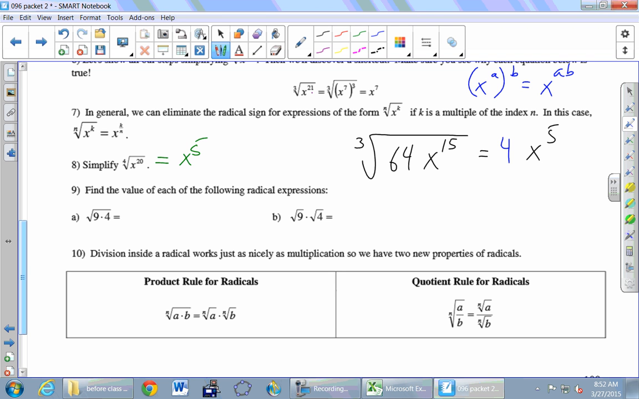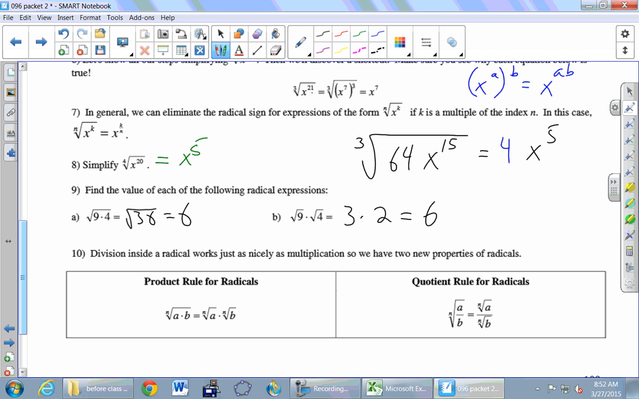Okay, let's go to number 9. We'll go to Alex. Okay, first one says square root of 9 times 4. So let's do 9 times 4 first. How much is that? 36. And the square root of 36 is 6. And then a completely separate calculation, square root of 9 times square root of 4. Square root of 9 is 3. Square root of 4 is 2. And when we multiply them, 6.